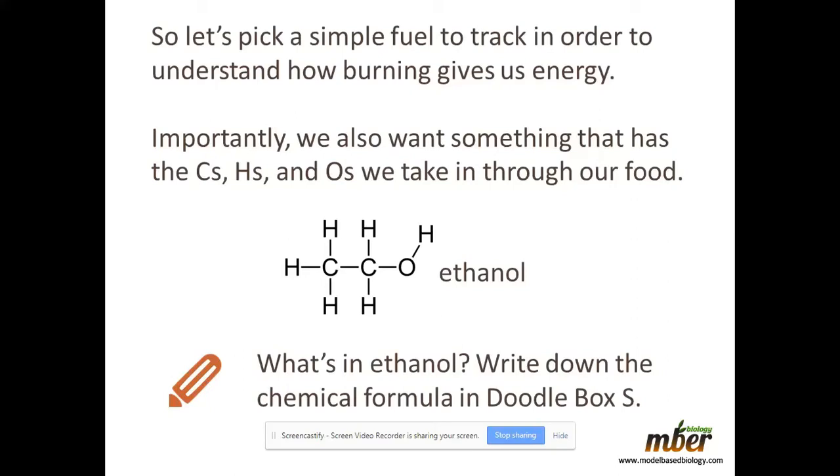Write that in your notebook. And then if you need to, you can go online and look it up for certain. But don't do that yet. Just see if you can figure it out first.